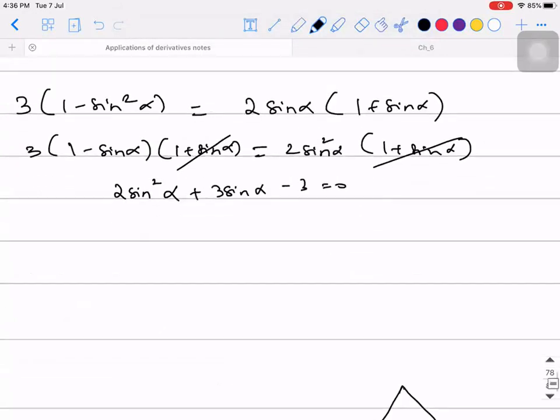So sine alpha is equal to minus b plus or minus root of b square minus 4ac. 4 is 8 into this, 3 is 24. No, this will not get solved. So root 33 is coming.